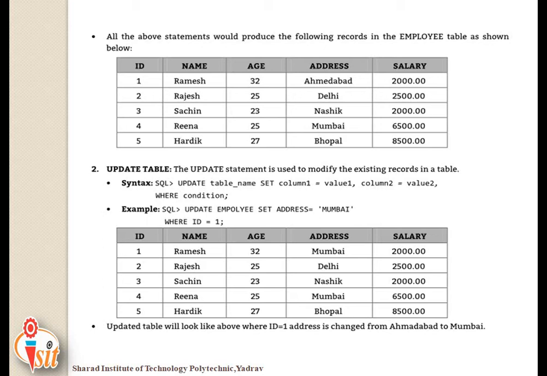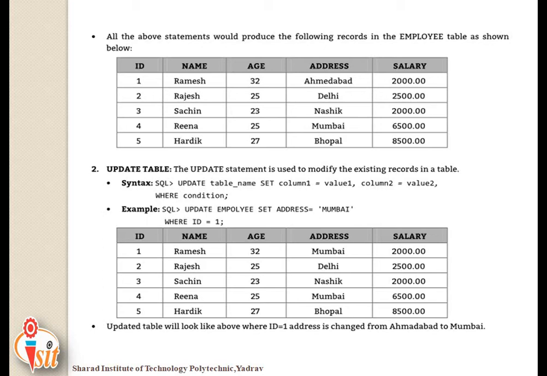Then the second DML command is update table. The update statement is used to modify the existing records in a table. For example, we have to modify the age as per the year. Syntax is SQL update table name, set column 1 equals to value, column 2 equals to value, where condition. What is the condition?